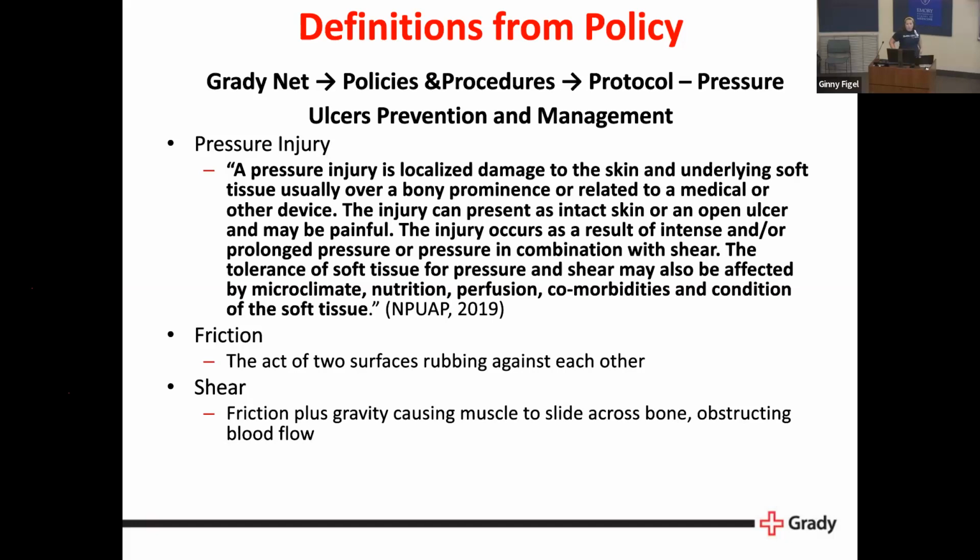We'll talk about that too. The injury can present as intact skin or all the way up to an open ulcer and can be painful. The injury occurs as a result of intense or prolonged pressure with the combination of shear, right? So the tolerance of the soft tissue for pressure and shear may also be affected by all of these other things going around, okay? So friction is the act of two surfaces rubbing against each other, and shear is the friction plus the gravity causing that muscle to slide across bone and obstructing the blood flow, okay?